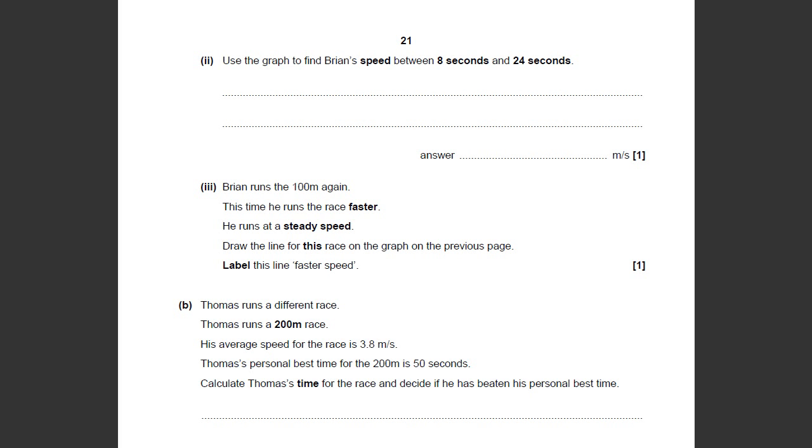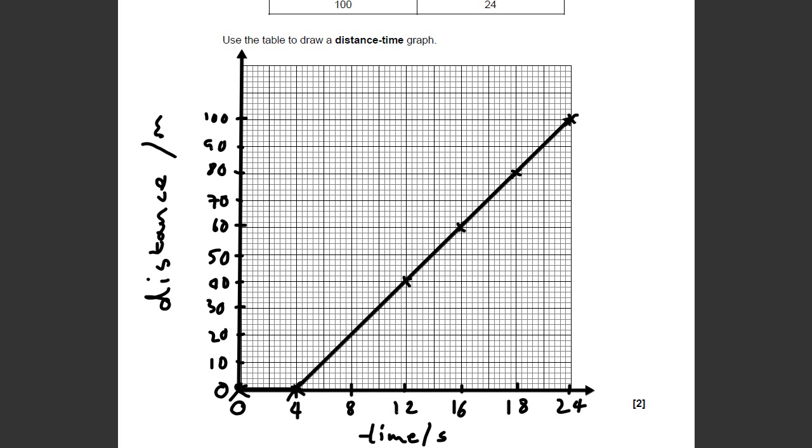The next thing asks you to find the speed between 8 seconds and 24 seconds. So I'm going to go back to the graph because you're going to need to use that. Then you can pause and have a go in working out the speed. I will say you probably should know the equation that relates speed, distance and time, but it is also in the equation bank as well. If you're stuck, go back to have a look at that. Okay, pause it and have a go.